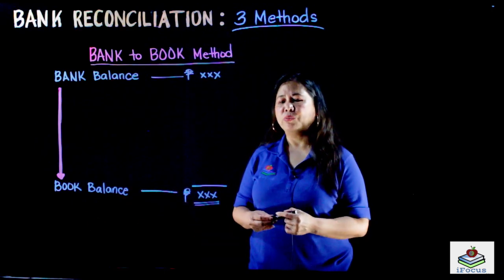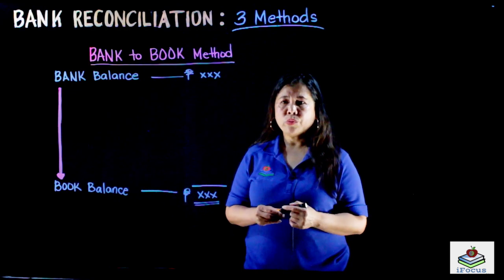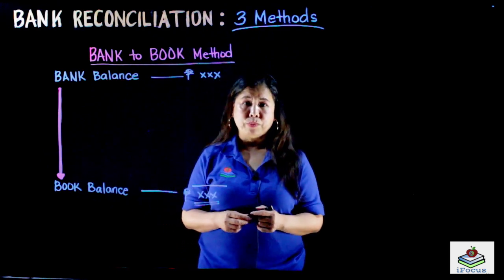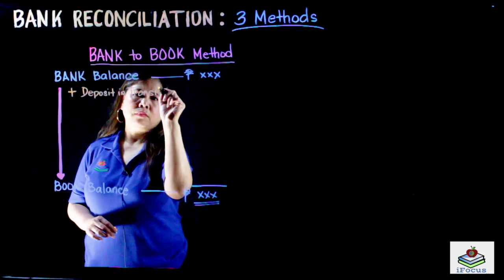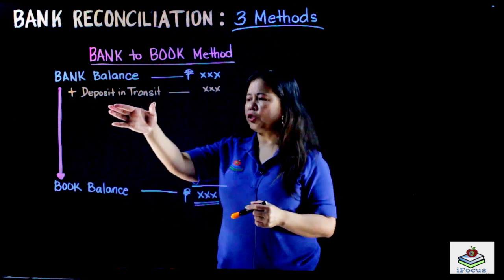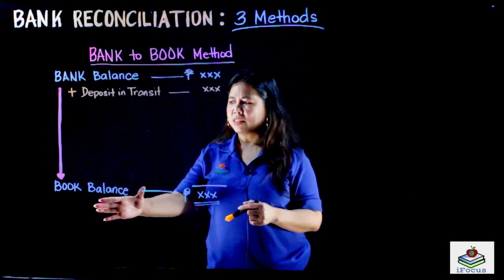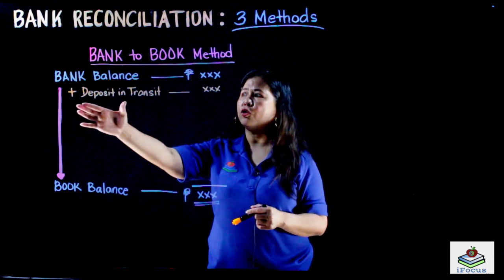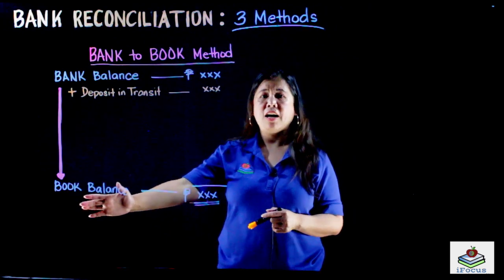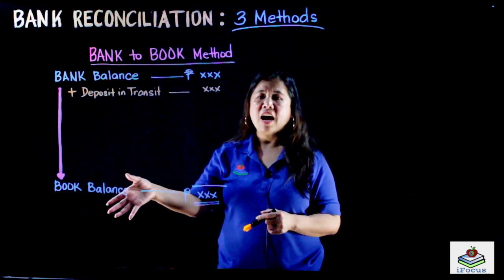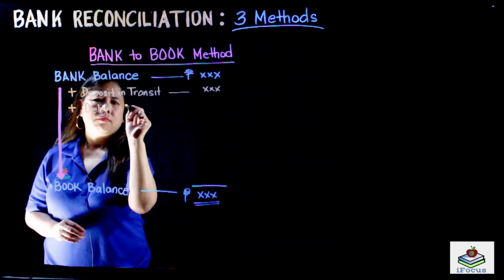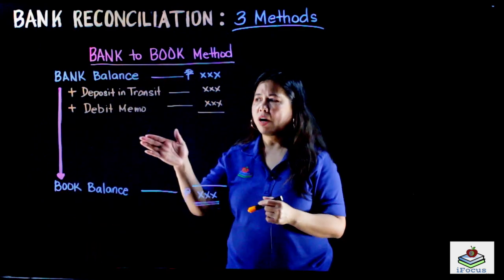Alright? The first item is the deposit in transit. We will add the deposit in transit to the bank balance para makita natin ang book balance. Bakit natin ina-add ang deposit in transit? Sa deposit in transit, na-add na yan sa book balance pero hindi pa ito na-add sa bank balance. So, i-add natin para makita natin ang book balance kasi yan ang hinahanap natin na amount. Then, we will add the debit memo.